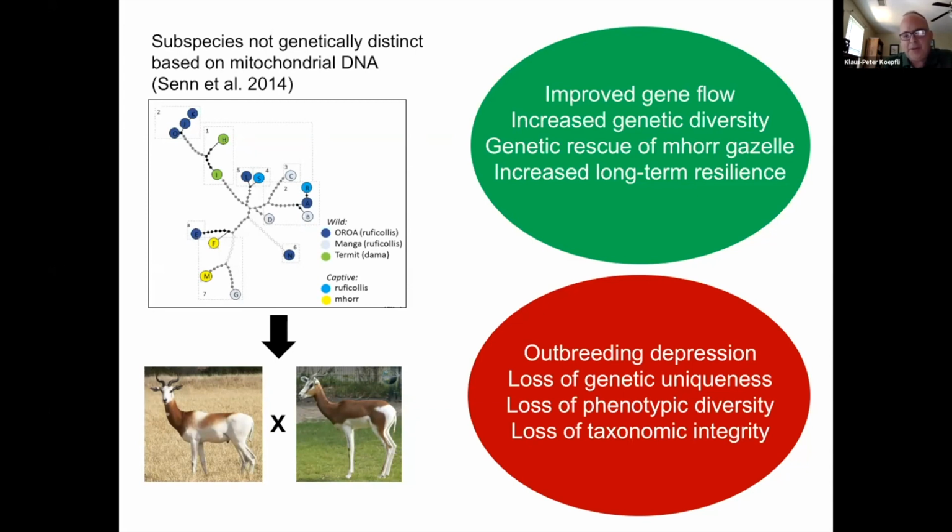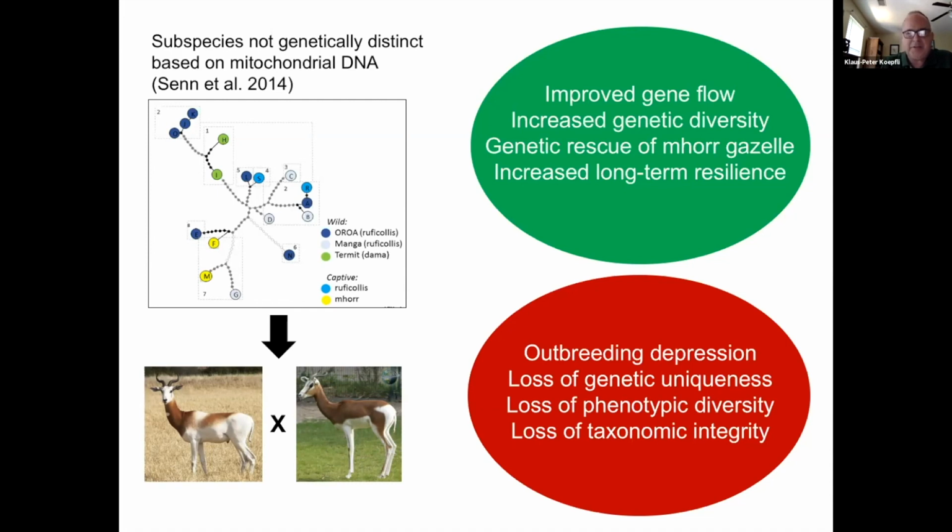There are concerns about mixing different evolutionary or subspecies entities, and those are shown there in the red circle at the bottom. So, loss of genetic uniqueness, potential outbreeding depression, that is loss of fitness by breeding two potentially differently adapted forms, loss of phenotypic diversity, and loss of taxonomic integrity. But the benefits also have to be considered, because you're improving the gene flow among populations that might not have had real gene flow barriers before the populations declined.